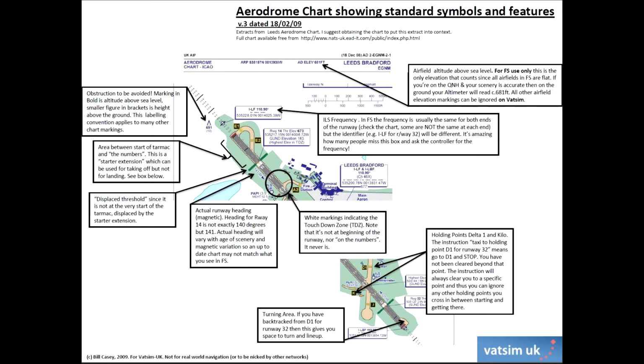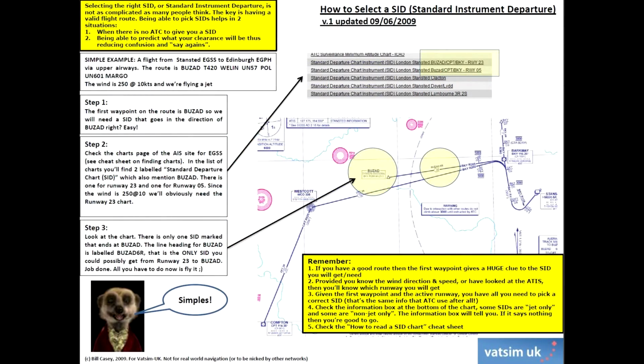The next one that we're going to look at is how to select a SID, a standard instrument departure. So here we go, the standard instrument departure chart. The best way to explain this is that your standard instrument departure normally has the name of the first waypoint of your route. As you can see here, what Bill has done, he's chosen a route from Stansted to Edinburgh, and the first waypoint on the route is Buzzard. So you're looking for a SID that starts with the name Buzzard in your direction of flight, and your direction of flight is the runway that you're taking off on.